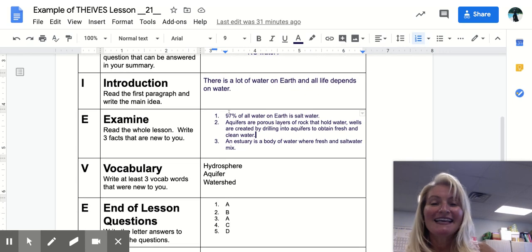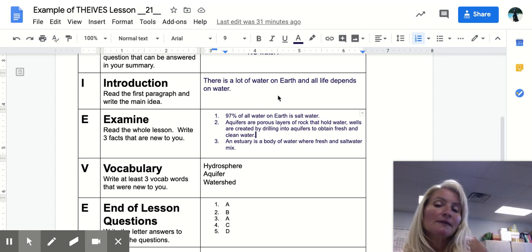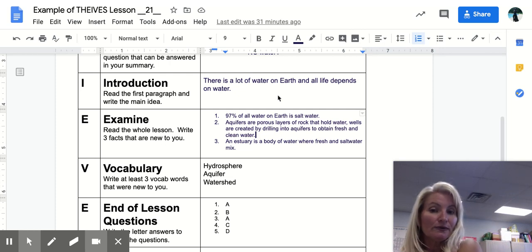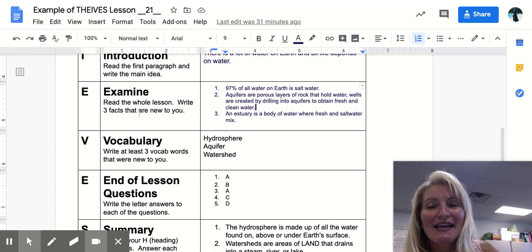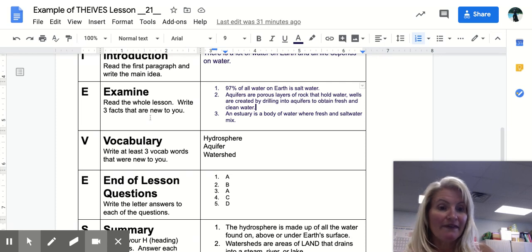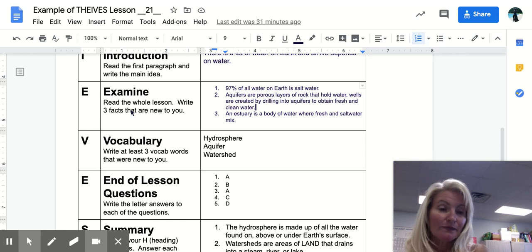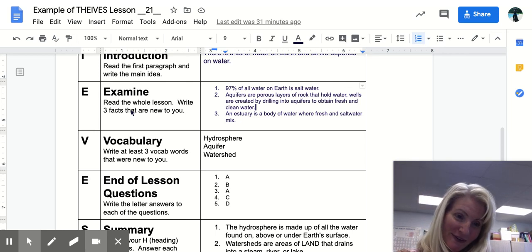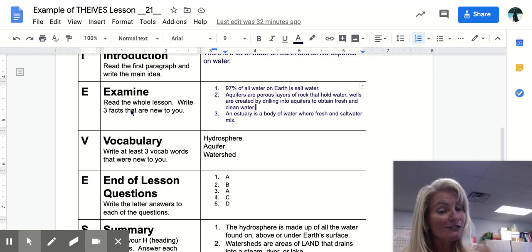Okay. And is that the only thing you can write? No, you can put that in your own words, but you just want the big idea. Obviously, it's directing you towards what this entire passage will be about or lesson. Examine. That's E. Read the whole lesson and write 3 facts that are new to you. I am not going to read this entire lesson because, number 1, I think you'll be so tired of my voice. And number 2, you're an excellent reader. So read the lesson. It's 3 pages. I read the lesson and I wrote 3 facts.